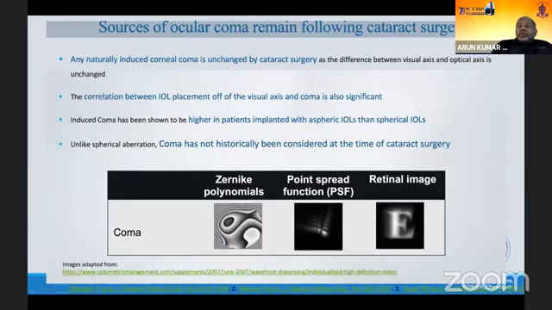The correlation between IOL placement on the visual axis and coma is also significant. Induced coma has been shown to be higher in patients implanted with aspheric IOLs than in spherical IOLs. And unlike spherical aberration, coma has not historically been considered at the time of doing a cataract surgery.